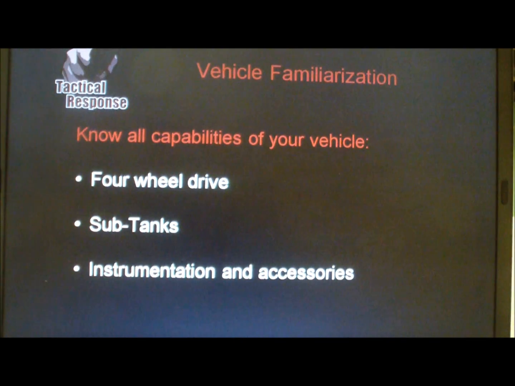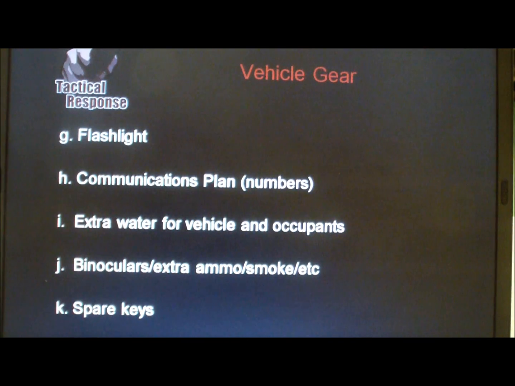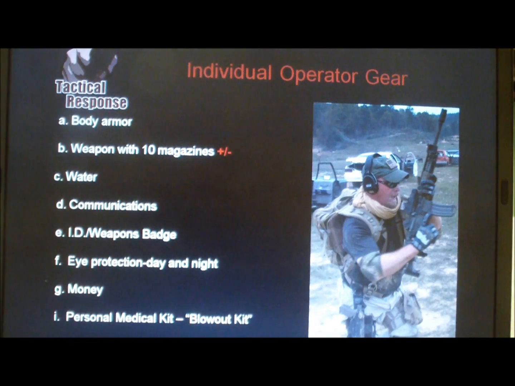Know all the capabilities of your vehicle, how to run the 4-wheel drive, if it has sub-tanks for the fuel, all the instrumentation and accessories. The vehicle gear, stuff that should be in the vehicle in general, of course, mission specific: fuel cans, toolkit, compass, map, signal devices, medical gear, flashlight, communications, extra water, binocular, spare keys, etc.